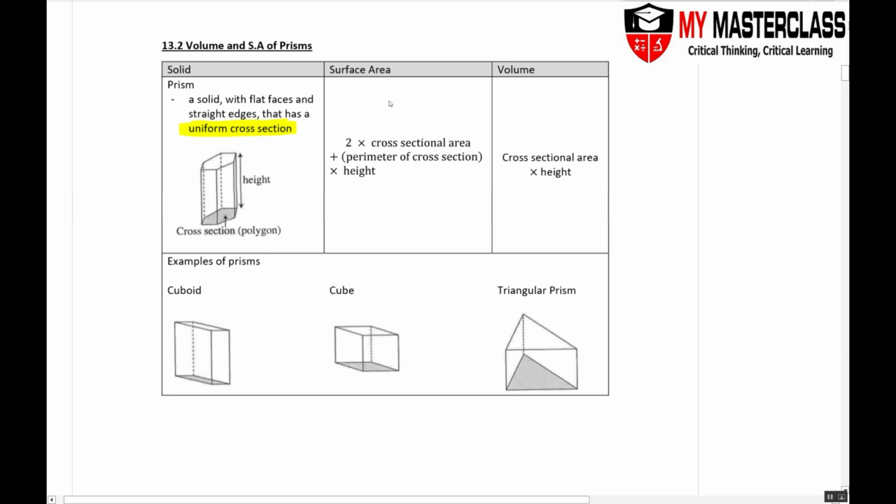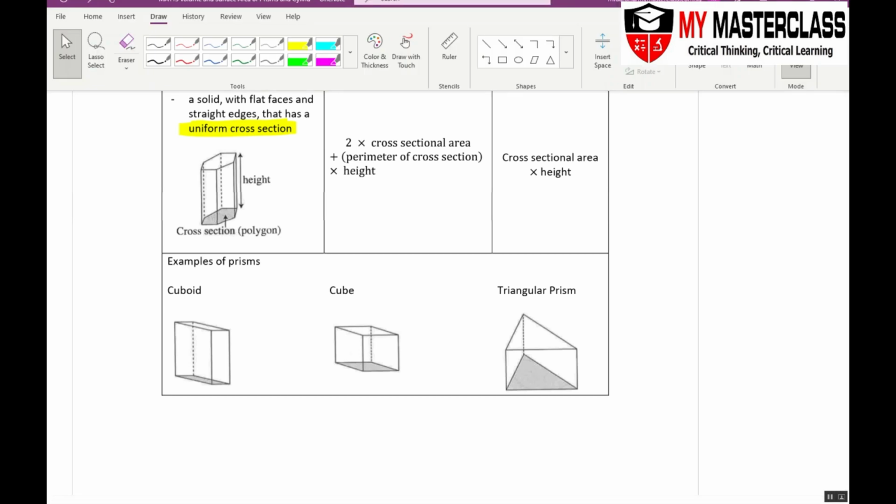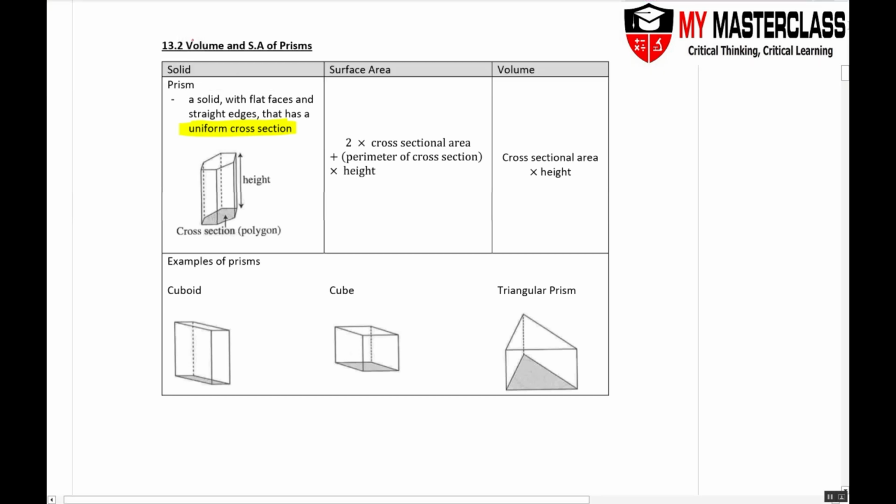So for your surface area, of course we have the top as well as the bottom cross section. That's why you have 2 times cross-sectional area. Then what is this? Perimeter of cross section times height. Essentially the remaining surface areas that you need to account for. Surface area is essentially all of the outer faces. So for example, this is one face. This is another face.